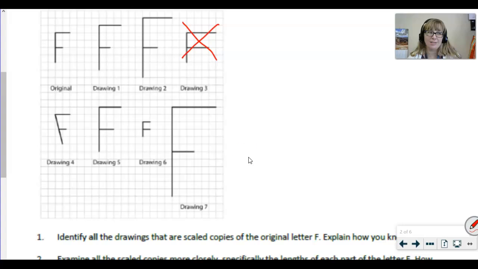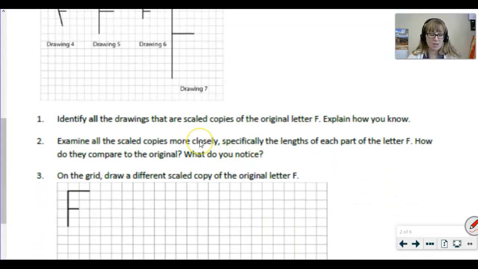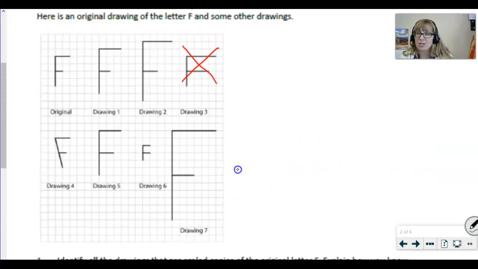All right, we're back. Let's see how you did. When it says to identify all of the scaled copies, the only scaled copies of the original letter F are 1, 2, and 7. If you struggled with that, that's okay. We're going to continue to talk about that and clarify that understanding. Part 2 says examine all the scaled copies more closely. Again, we're going to look at 1, 2, and 7, specifically the lengths of each part of the letter F. How do they compare to the original? What do you notice? And I'm going to guide you through this one.